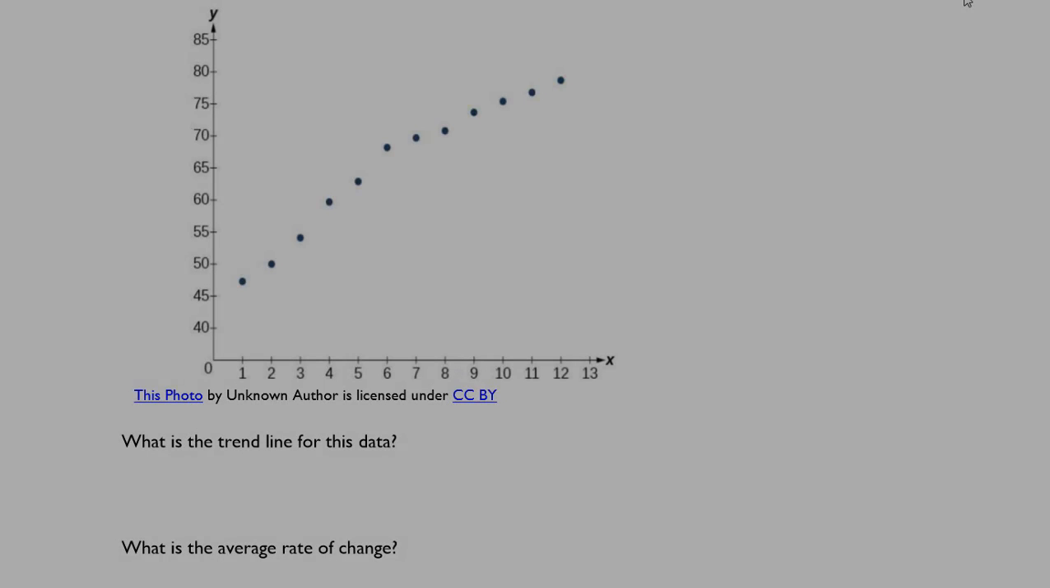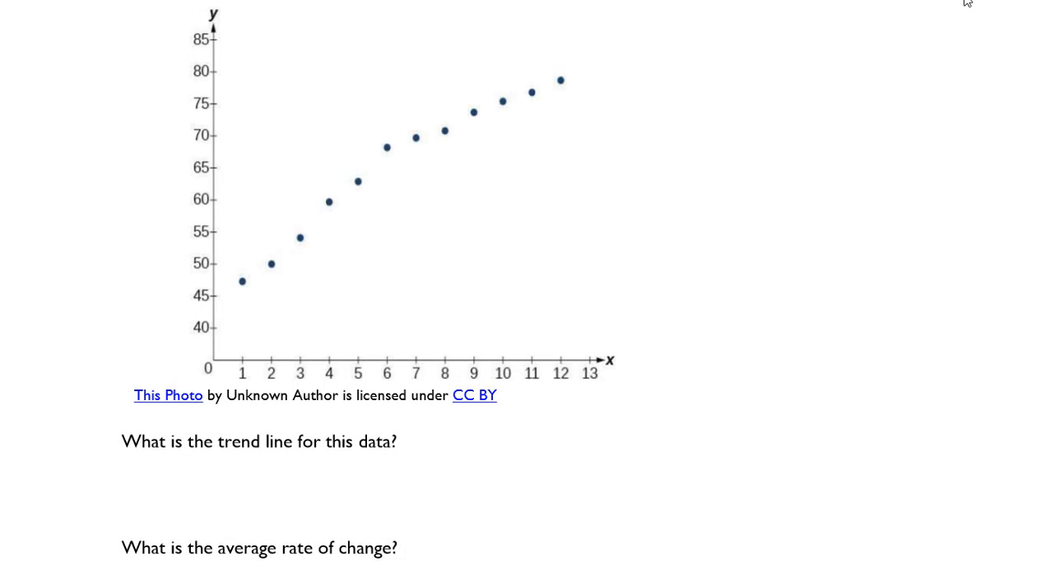Welcome back, everyone. We are now going to look at some data plots or scatter plots that do not necessarily follow a linear pattern. Notice that the data in this scatter plot looks like it is curving instead of straight. Now, if we were asked to create a linear regression line for this data, we would draw a straight line through this and say, well, that looks like the linear regression.